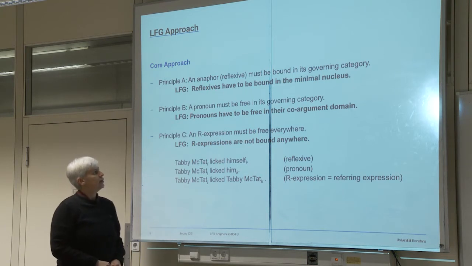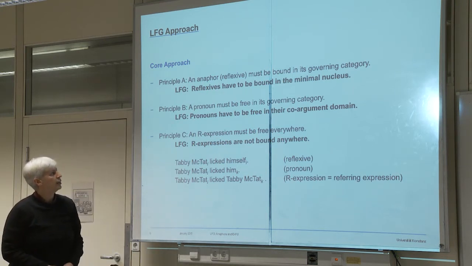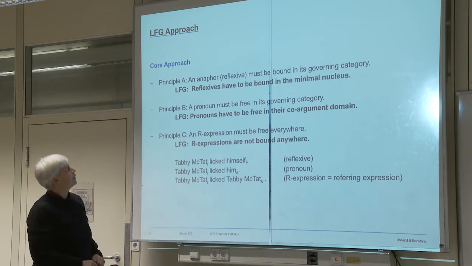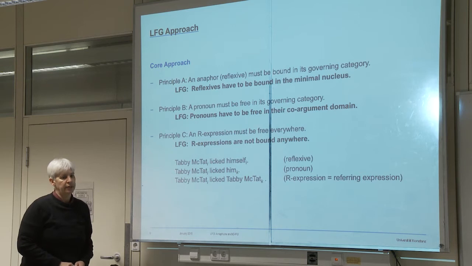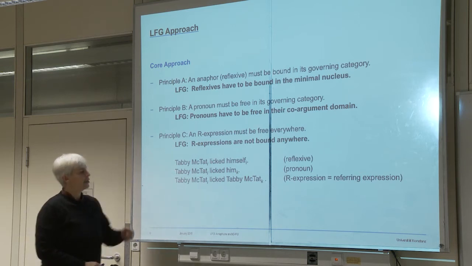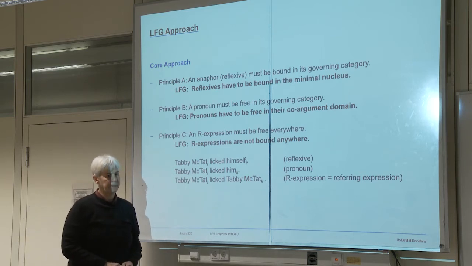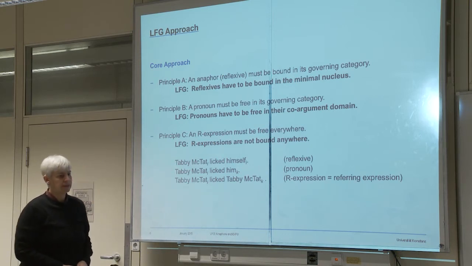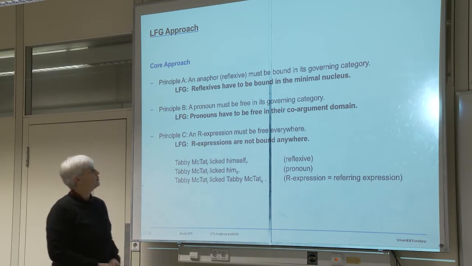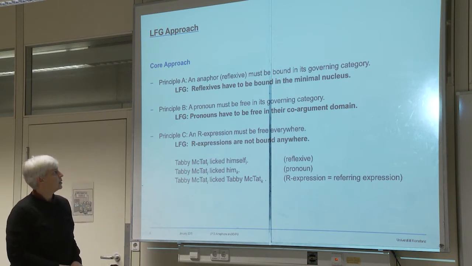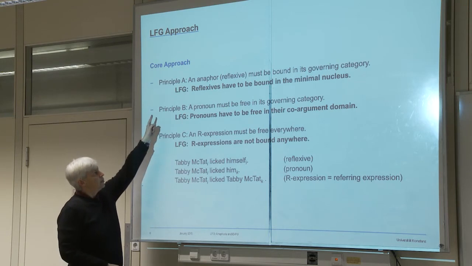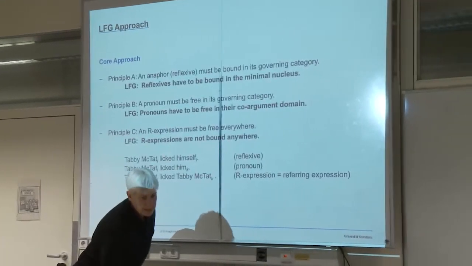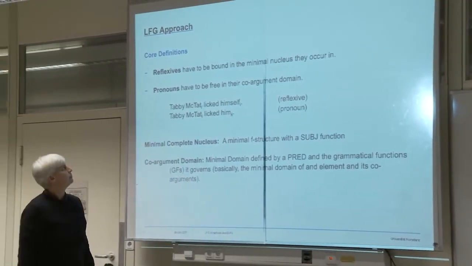Pronouns have to be free in their co-argument domain. You can see it's fairly similar in some sense. So principle A said a reflexive must be bound in its governing category. So you're trying to figure out what binds a reflexive. Principle B says where shouldn't it be bound? So it's the negative one. Where is it free? And that's what LFG is also trying to figure out, once we're talking about the minimal nucleus, and once we're talking about the co-argument domain. So let's see what that is about.